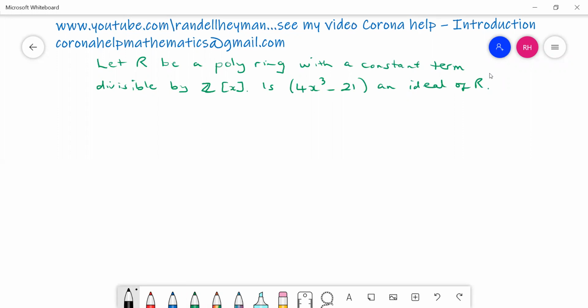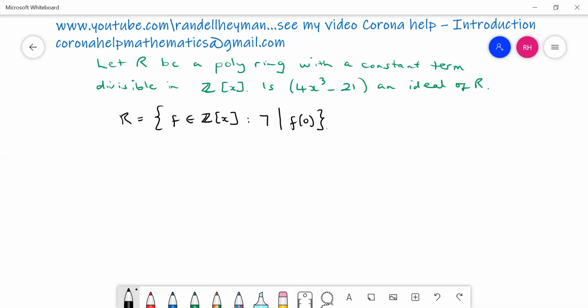So let R be a poly ring with a constant term divisible by 7. So what is this ring? Let's just put R equals the set of f that are elements of Z[x], such that the constant term, we can get the constant term by just putting f(0). So I could use this notation, 7 divides f(0).